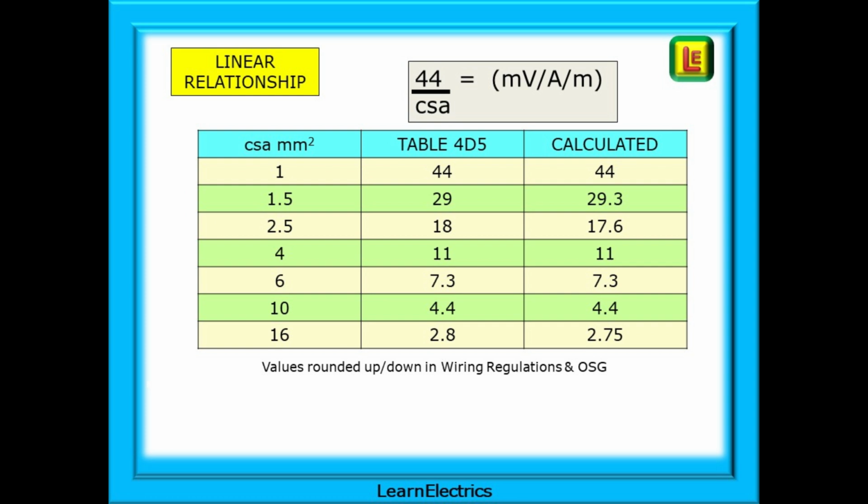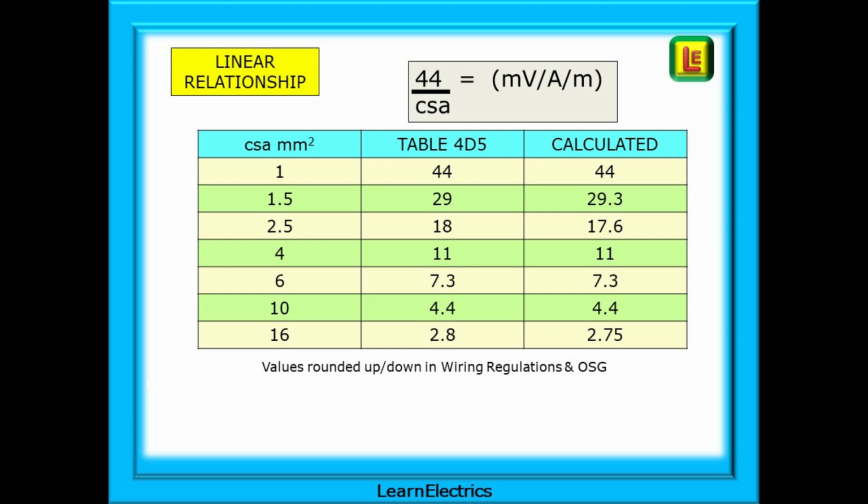This is called a linear relationship, and the table shown here compares each cable size to the MVAM numbers that both the regs book and the on-site guide give, and what the numbers are when calculated by dividing 44 by the cable CSA.